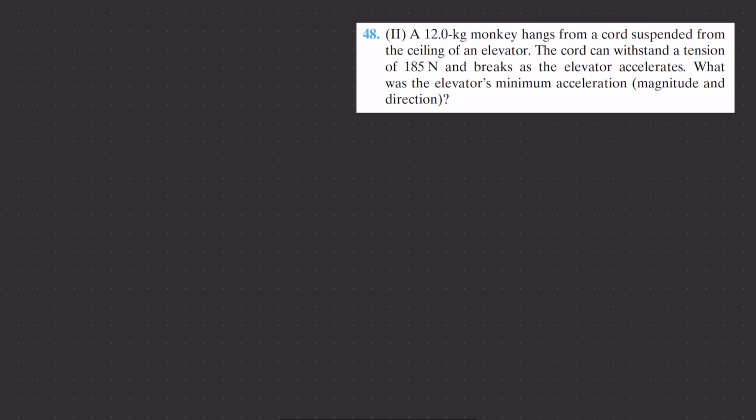Welcome to the third problem in our 5-5 practice set. A 12-kilogram monkey hangs from a cord suspended from the ceiling of an elevator. The cord can withstand a tension of 185 newtons, and it breaks as the elevator accelerates. What was the elevator's minimum acceleration?